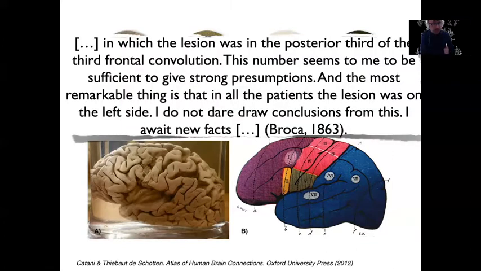And in 1863, he writes that for the people who were not able to speak, the lesion was always in the posterior third of the third frontal convolution, which is the inferior frontal gyrus. This number seems to me to be sufficient to give strong assumptions. And the most remarkable thing is that in all the patients, the lesion was on the left side. I do not dare to draw a conclusion from this.